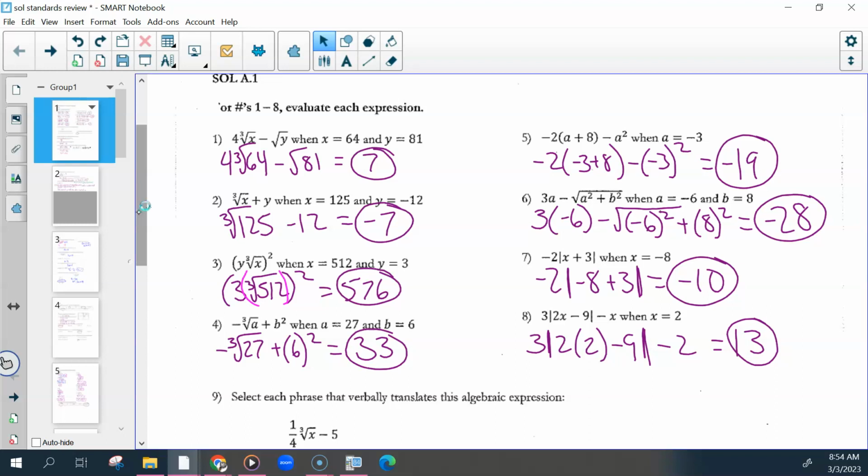3 was 576. 4 was 33. 5, negative 19. 6, negative 28. 7, negative 10. 8, 13. So you could have either done those by hand, put them in your calculator, put them in a Desmos. However, the goal is just to try to recognize things that we've talked about in the past, get you solving these things so when you see them on the SOL, you're more prepared. Questions on those 8?